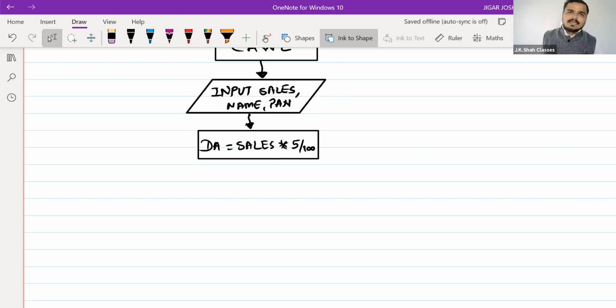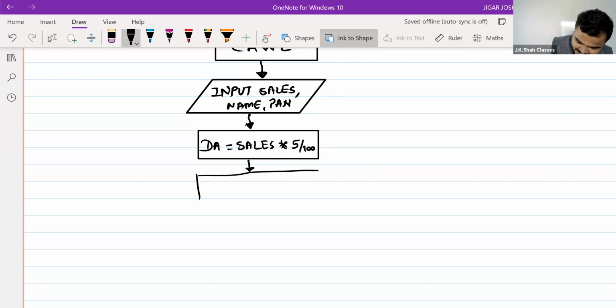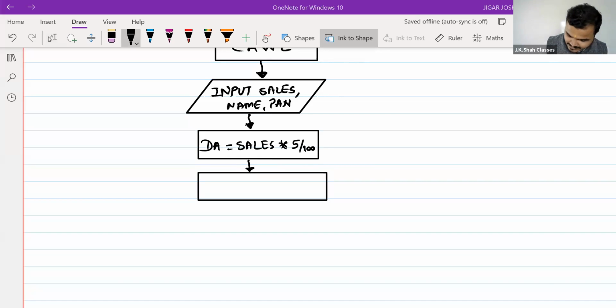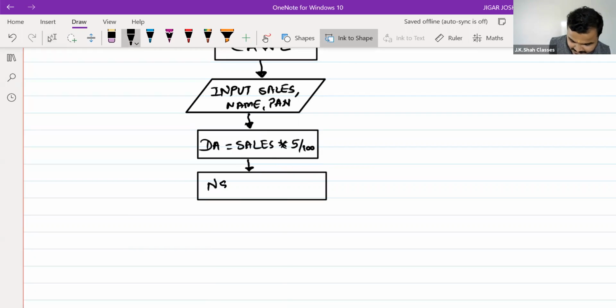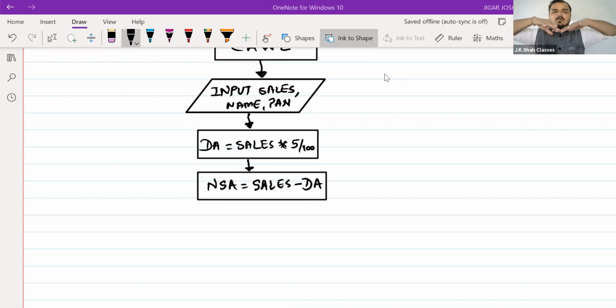Any doubt, any queries, any confusion to anyone? No, sir. Further, my dear children, we need to calculate the net sales amount. Yes or no? Yes, sir. So I'm just writing: net sales amount is equal to whatever the sales value is, minus discount amount. Understood? Yes, sir.